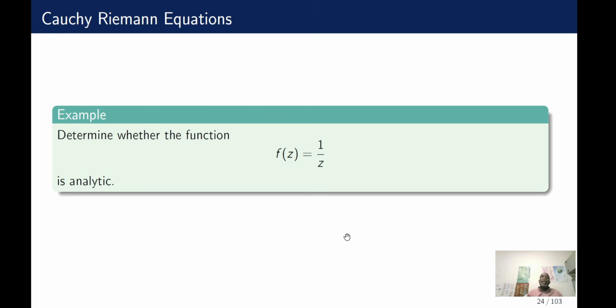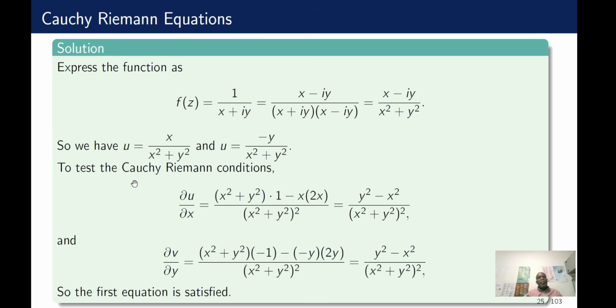We have to determine whether this function, the function 1 over z, is analytic. What you need is just an expression of that function in terms of u and v, the real and imaginary parts. If we express that function, it is 1 over x minus iy. We multiply the numerator and denominator by the conjugate. You get x minus iy, and the denominator becomes x squared plus y squared.